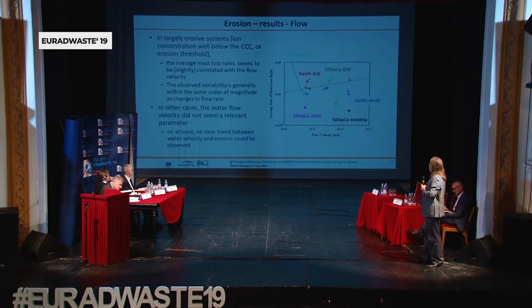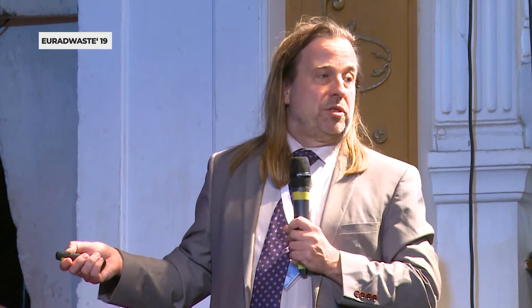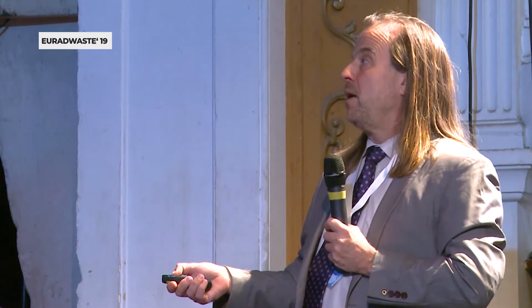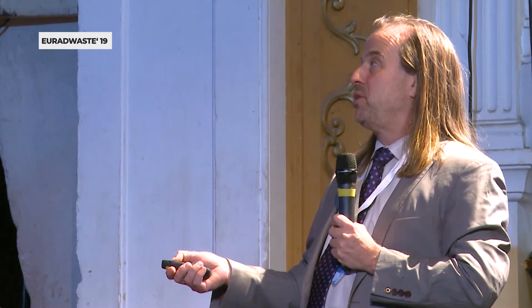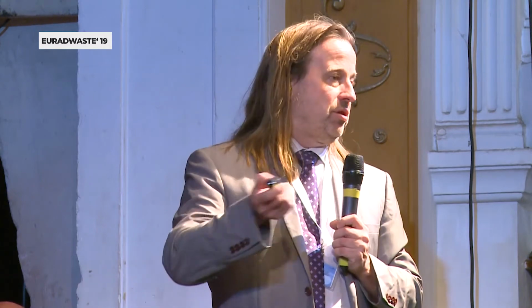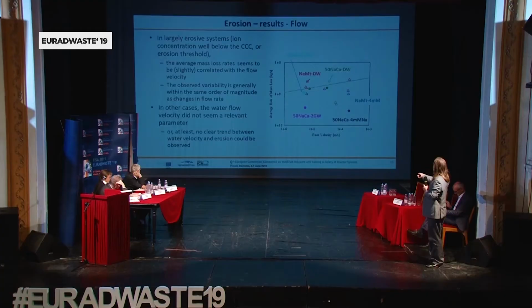The results from these flow experiments: a large number of experiments were performed with different concentrations, always below the CCC, otherwise you don't form colloids. The average mass loss seemed to be slightly correlated to the flow rate. We thought that it would be a function of the flow rate because it's an erosion process, and you see here for certain experiments you can find a trend somewhat, but you have 4 orders of magnitude here and less than 1 order of magnitude here. So it's not a very strong dependence on the flow rate.